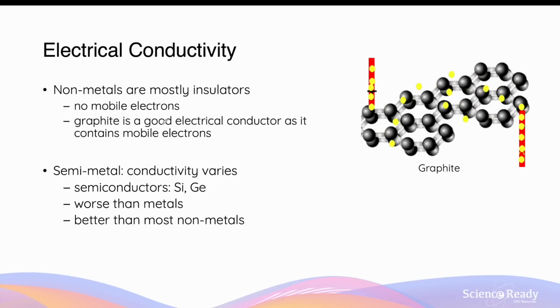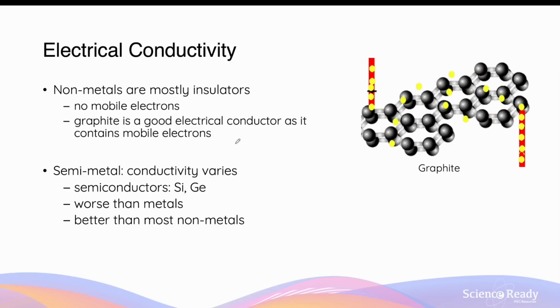Now, in contrast, non-metals are mostly insulators. They are not very good at conducting the flow of charges, as they contain no mobile electrons in their chemical structure. Now, the exception to this is a notable example of an allotrope of carbon, that is graphite. Graphite is actually quite a good electrical conductor because it contains mobile electrons. Now, I talk about the chemical structure of graphite and why this is the case in its own video on the allotropes of carbon. Otherwise, the majority of non-metals, whether they occupy a molecular or network structure, are mostly poor conductors of electricity.